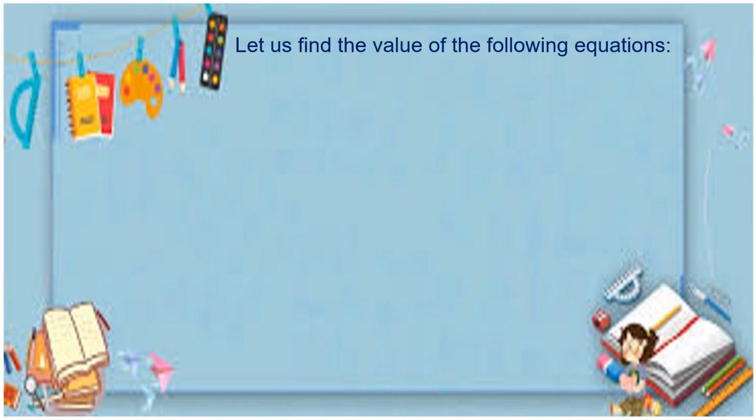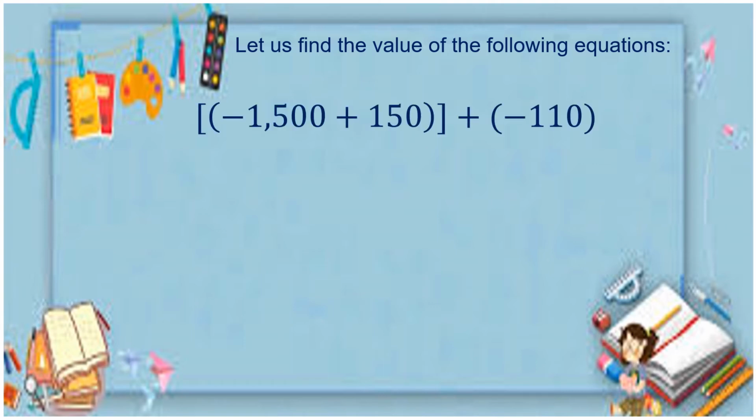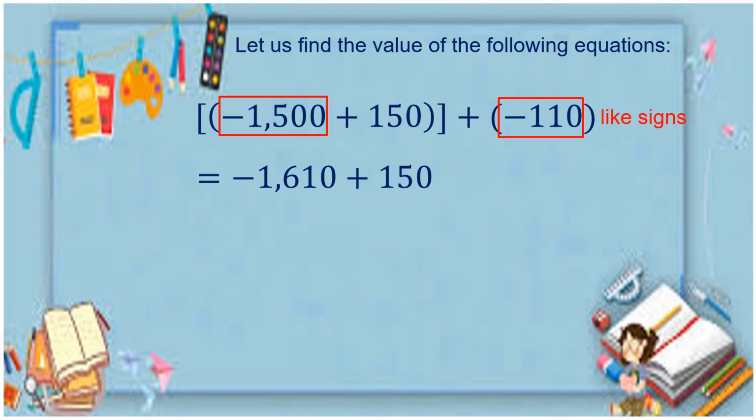Now let us find the value of the following equations. Supposing we have negative 1,500 plus 150 plus negative 110. So in here, as you observe, we have like signs. So we can add it and follow the same sign. So 1,500 plus 110 is equal to what? Correct. It is equal to negative 1,610 since they are both negative.